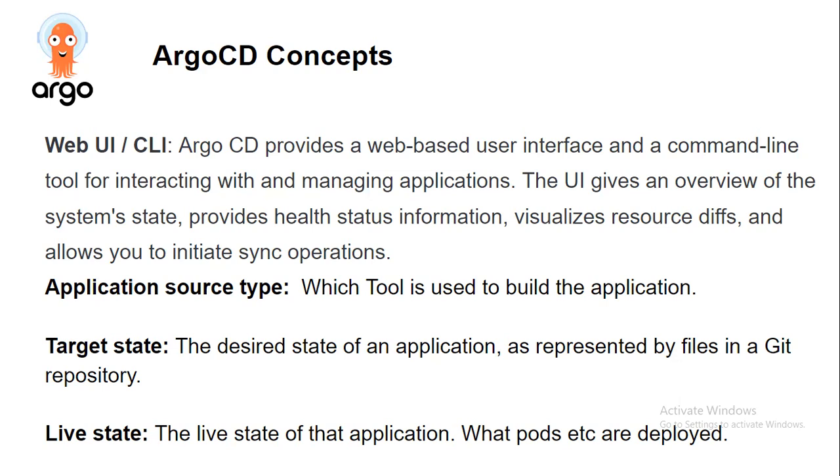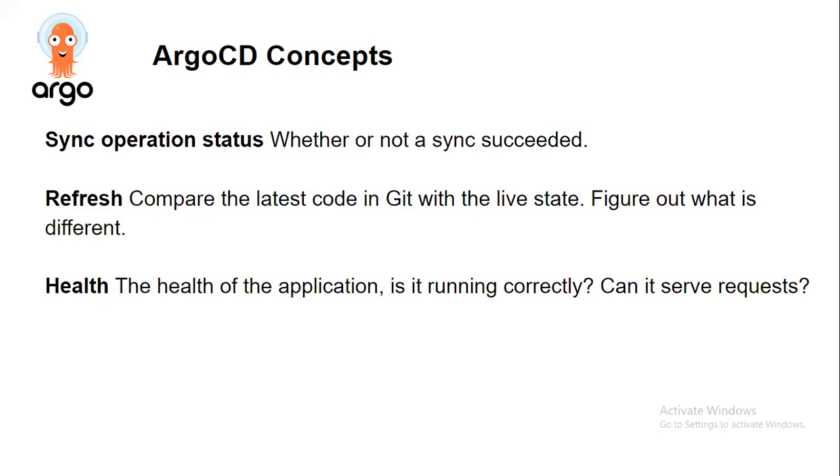Then next is live state. The live state is the actual state of an application running on a Kubernetes cluster. You can see here the live state of the application, what pods etc. are deployed. Then next is sync operation status, which means whether or not a sync succeeded.